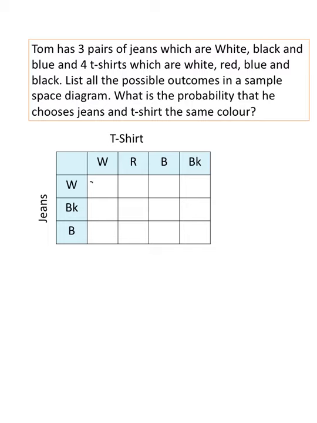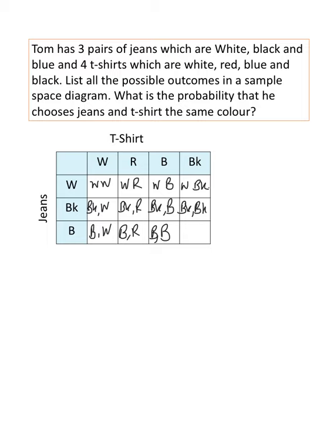So we can have a white and a white. We can have white jeans and a red t-shirt, white jeans and a blue t-shirt, white jeans and a black t-shirt. Or we could have black jeans and a white t-shirt, black jeans and a red t-shirt, black jeans and a blue t-shirt, black jeans and a black t-shirt. You can have blue jeans and a white t-shirt, blue jeans and a red t-shirt, blue jeans and a blue t-shirt, and blue jeans and a black t-shirt. Now, in this whole body of the table, we have 3, 6, 9, 12 possible outcomes.